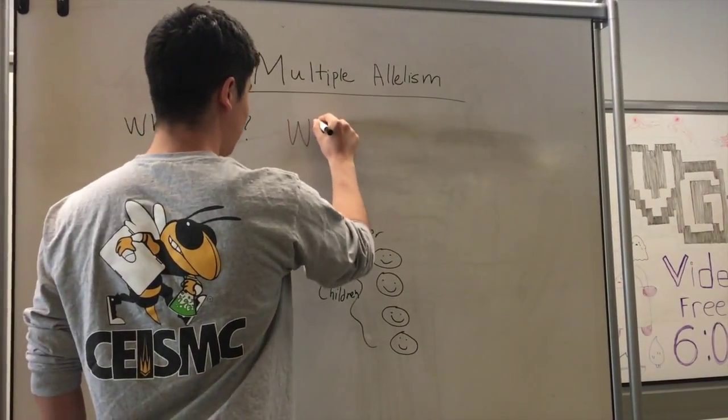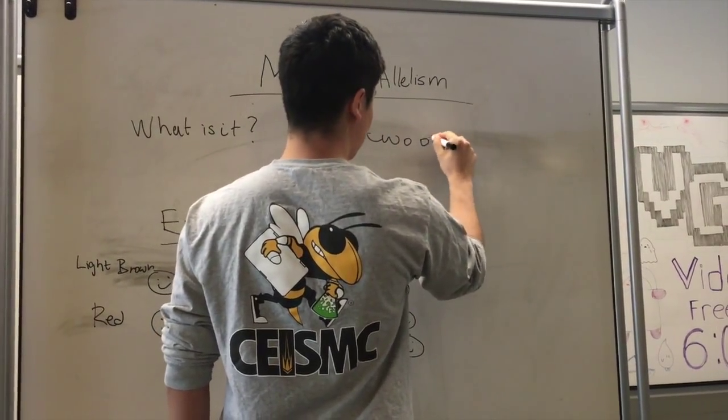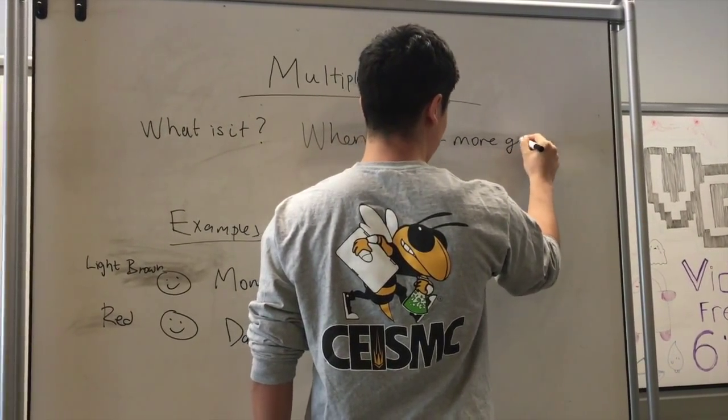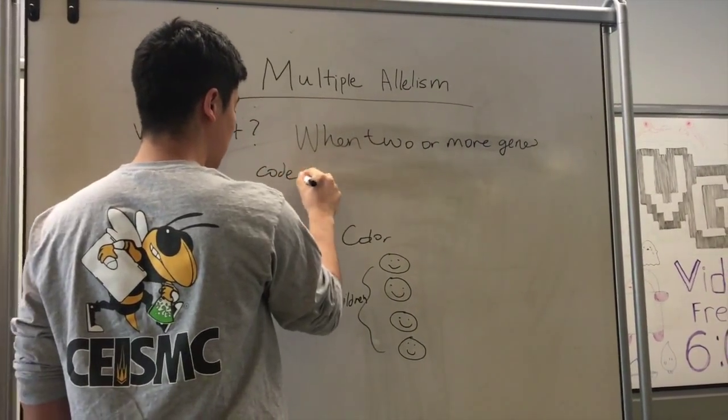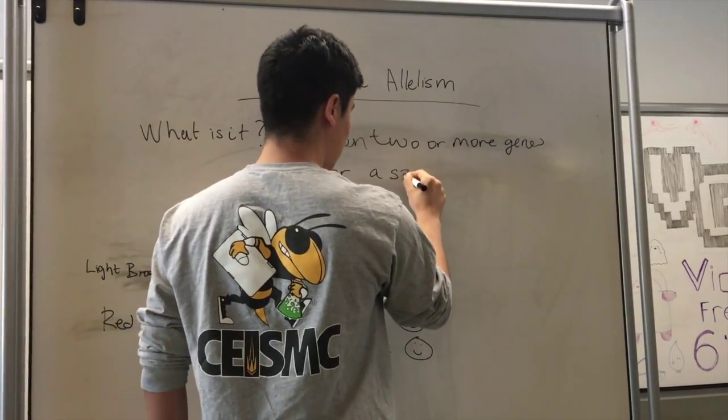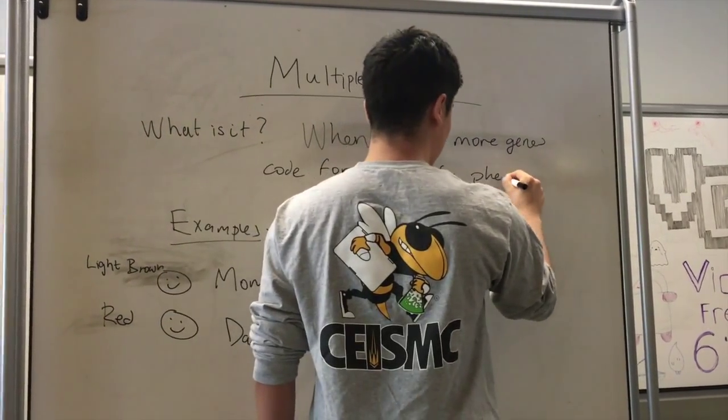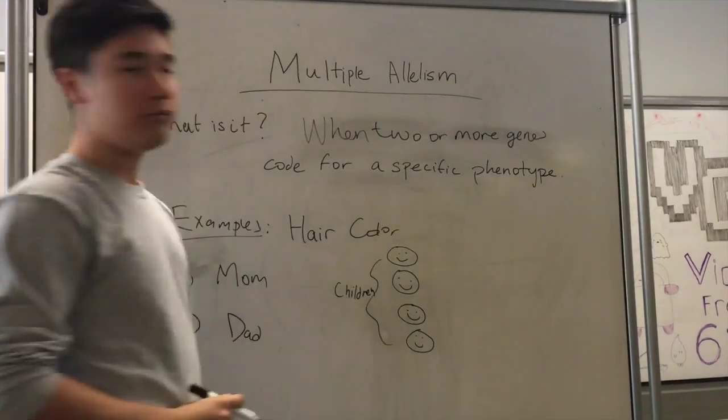Firstly, we will discuss multiple allelism. Multiple allelism is when two or more genes code for a specific phenotypical trait. The reason it is not Mendelian is that multiple alleles can all contribute to the same phenotypical trait.